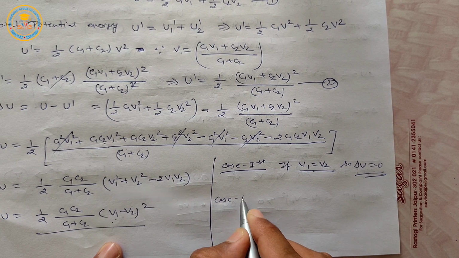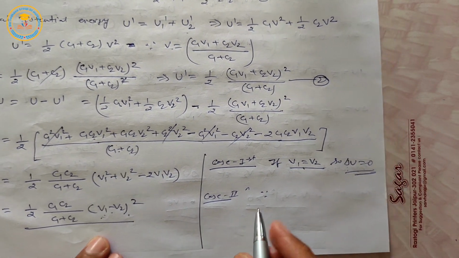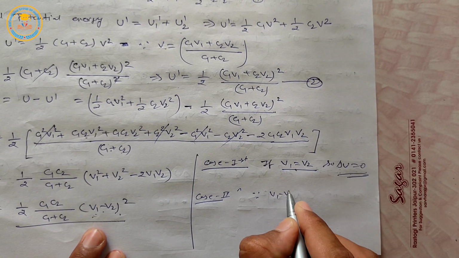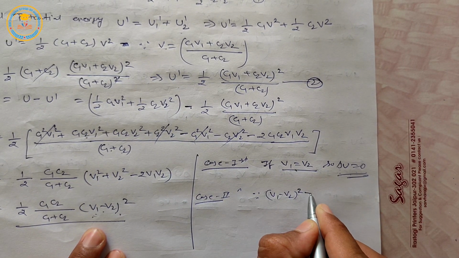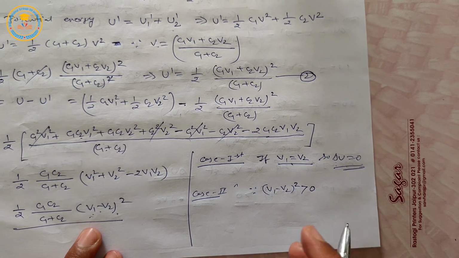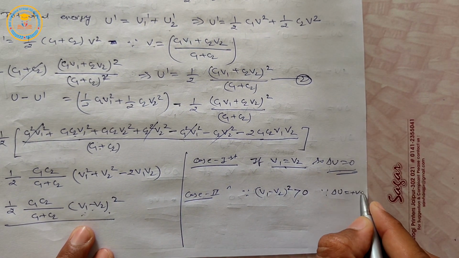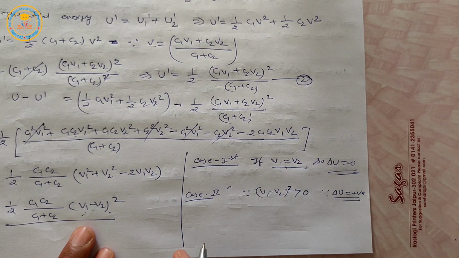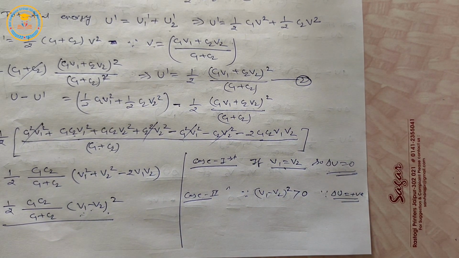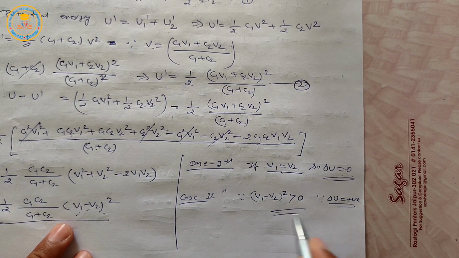Next case: from this equation we know that (V1 minus V2) whole square is always greater than 0, meaning the whole square of any term is always positive. Then from this equation del U becomes positive. So we can say that on combining charged conductors, in the redistribution of charges there is always a loss of energy.